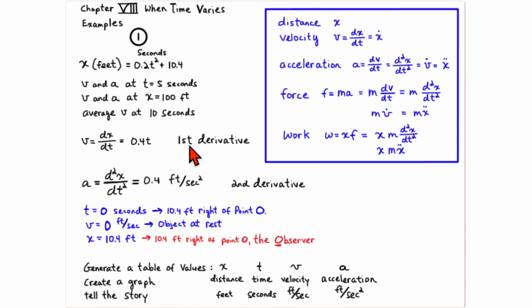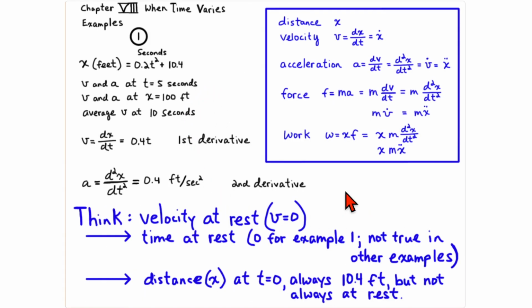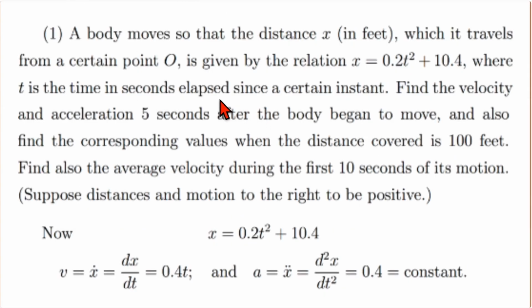I'll provide some background information for each example and how I learned to think about each of these examples as I went through the calculations. And here's the text for example 1. This is the equation right here. This is distance as a function of time. Actually, it's a function of time squared. And you're to find the velocity and acceleration at 5 seconds, 100 feet.